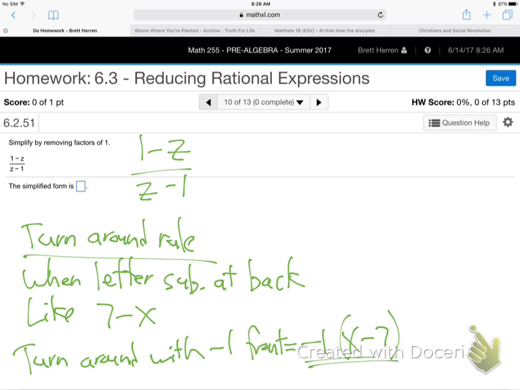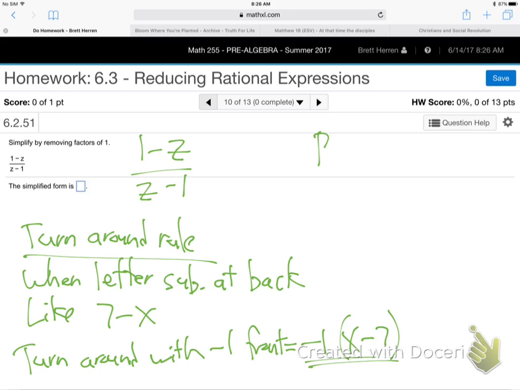Does that make sense what I'm saying? That's called the turnaround rule. We're going to need to use that a lot. So when they give you some kind of expression with the letters subtracted at the back, flip it around and put a minus 1 in the front. Why? Because that's the same thing. It just looks different, and it's much more convenient for us to work with.